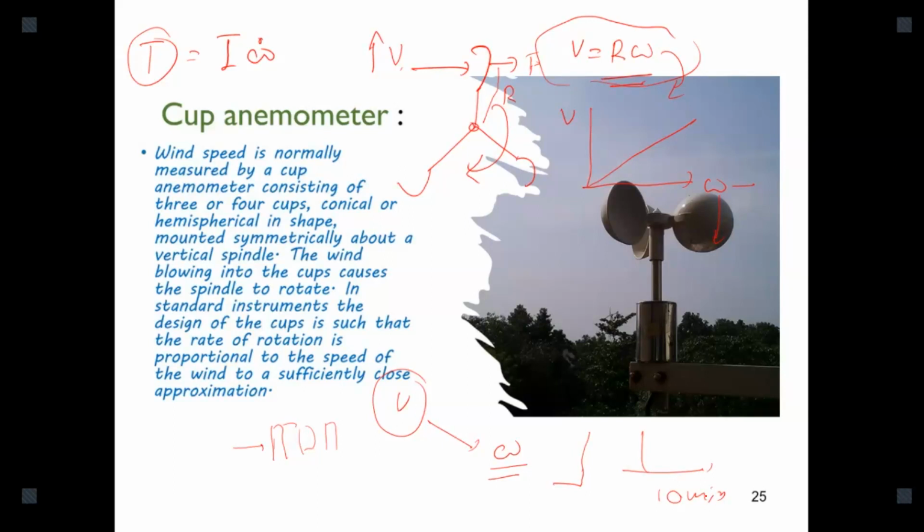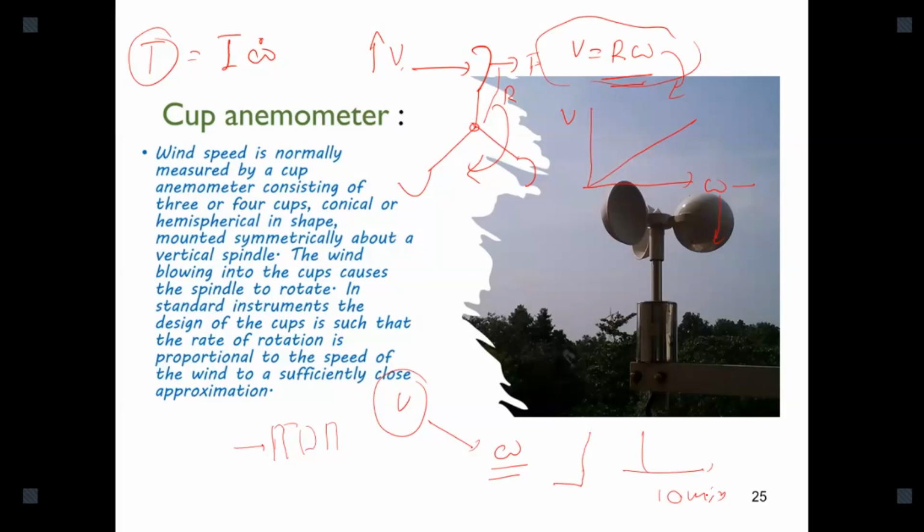Then the advantage of the cup anemometer is here: the wind speed is directly proportional to the rotational speed. So no nonlinear calibrations are prepared for this type of instrument. Some other instruments need nonlinear calibration because the measurement and output may not be directly proportional. This is a very important point for measuring equipment. Then the biggest disadvantage is the moment of inertia.